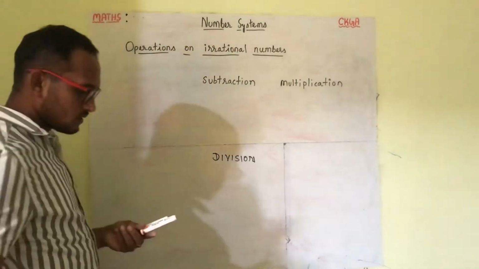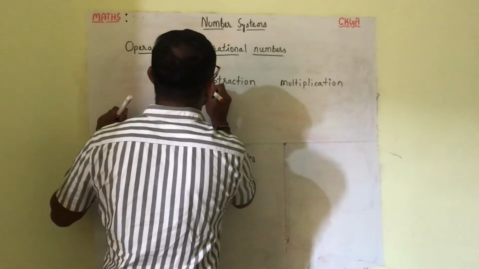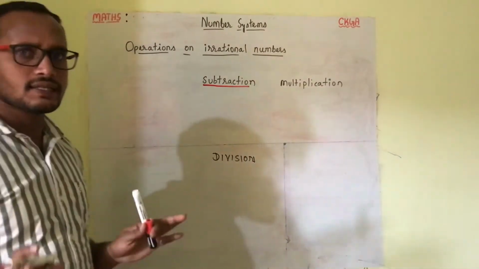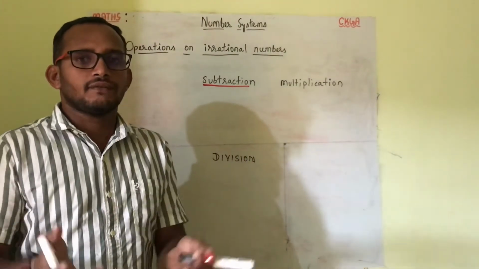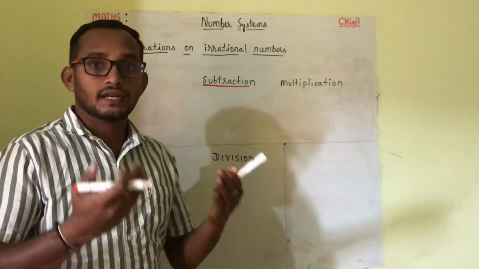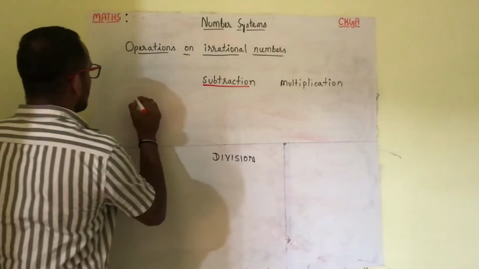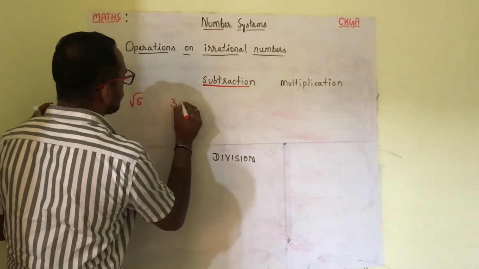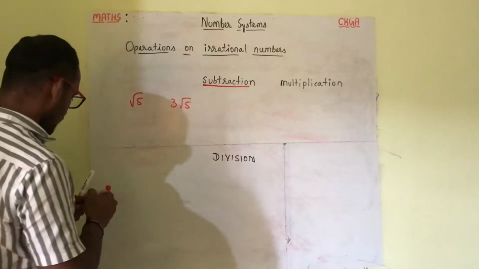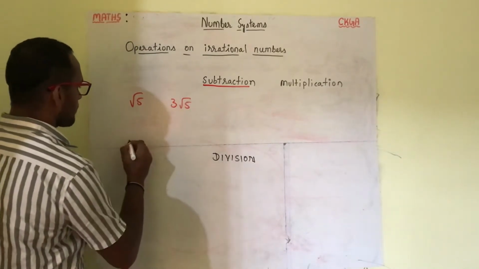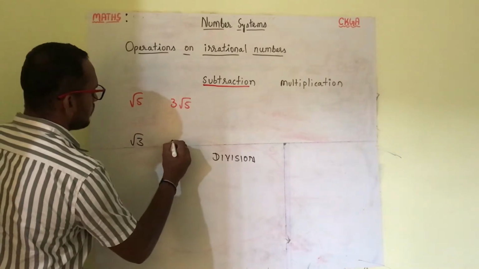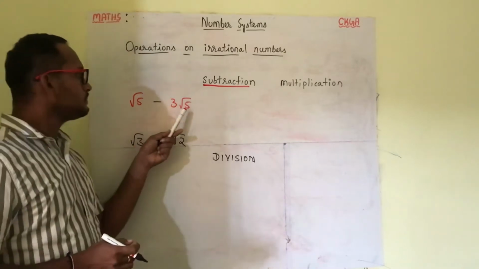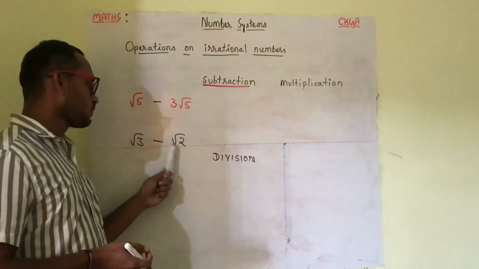So now let's discover and learn how we can subtract an irrational number from an irrational number. The procedure is same. You just try to recognize whether the given numbers are like irrational numbers. I'll take an example. Root 5, 3 root 5, and also I'll write root 3, root 2. I need to subtract them. So I need to subtract 3 root 5 from root 5. I need to subtract root 2 from root 3.